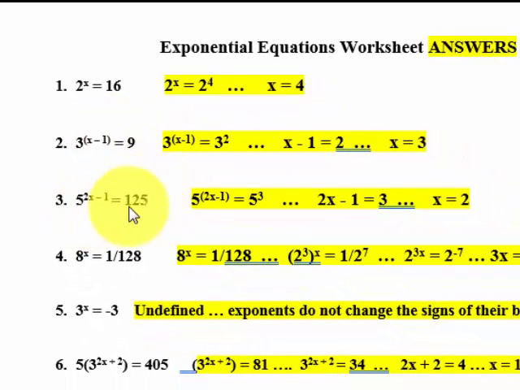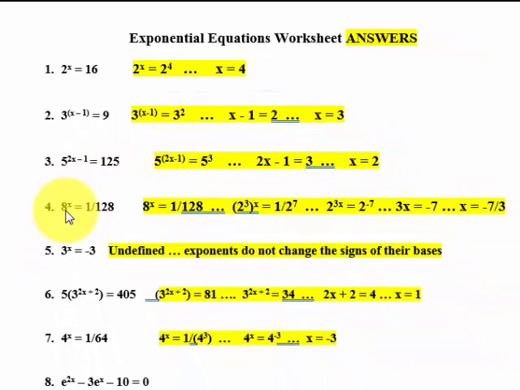Number 3, 125, I'm hoping you remember, is 5 cubed. So the bases are the same. You drop the bases and 2x minus 1 equals 3. Therefore, x equals 2. Here comes the harder one, number 4.